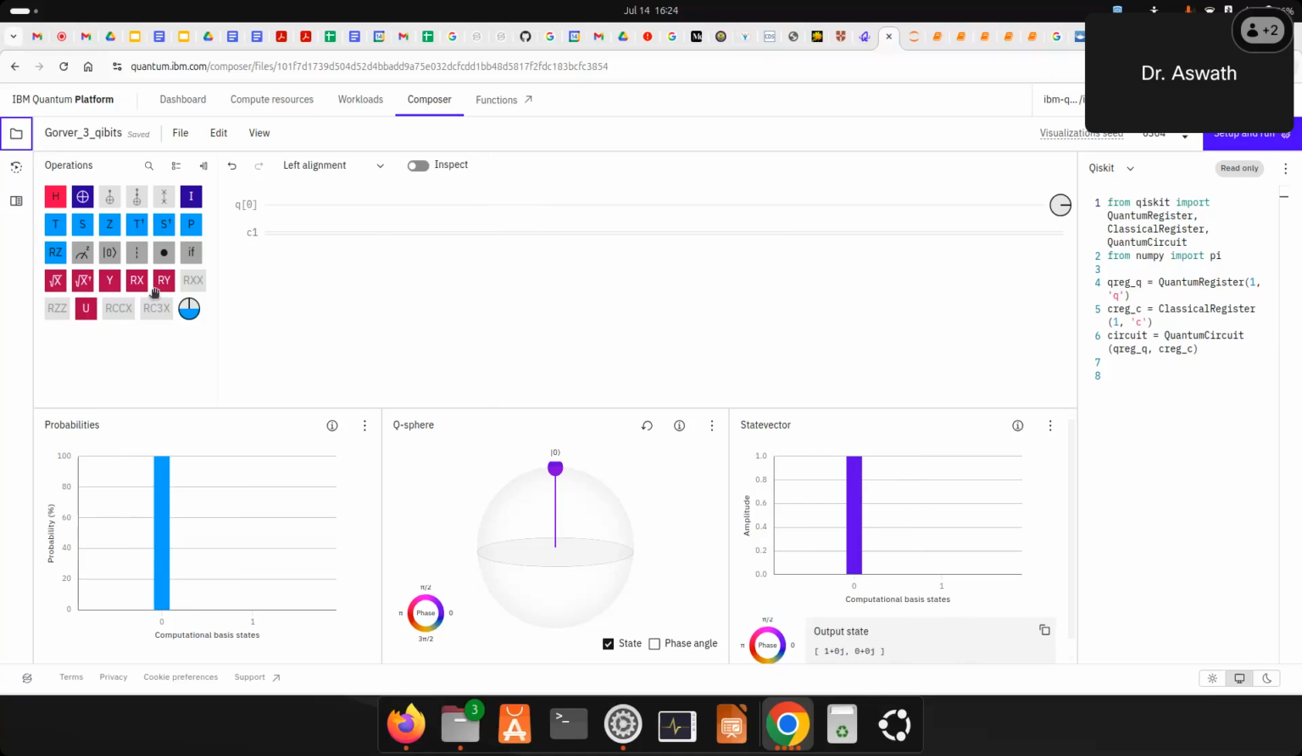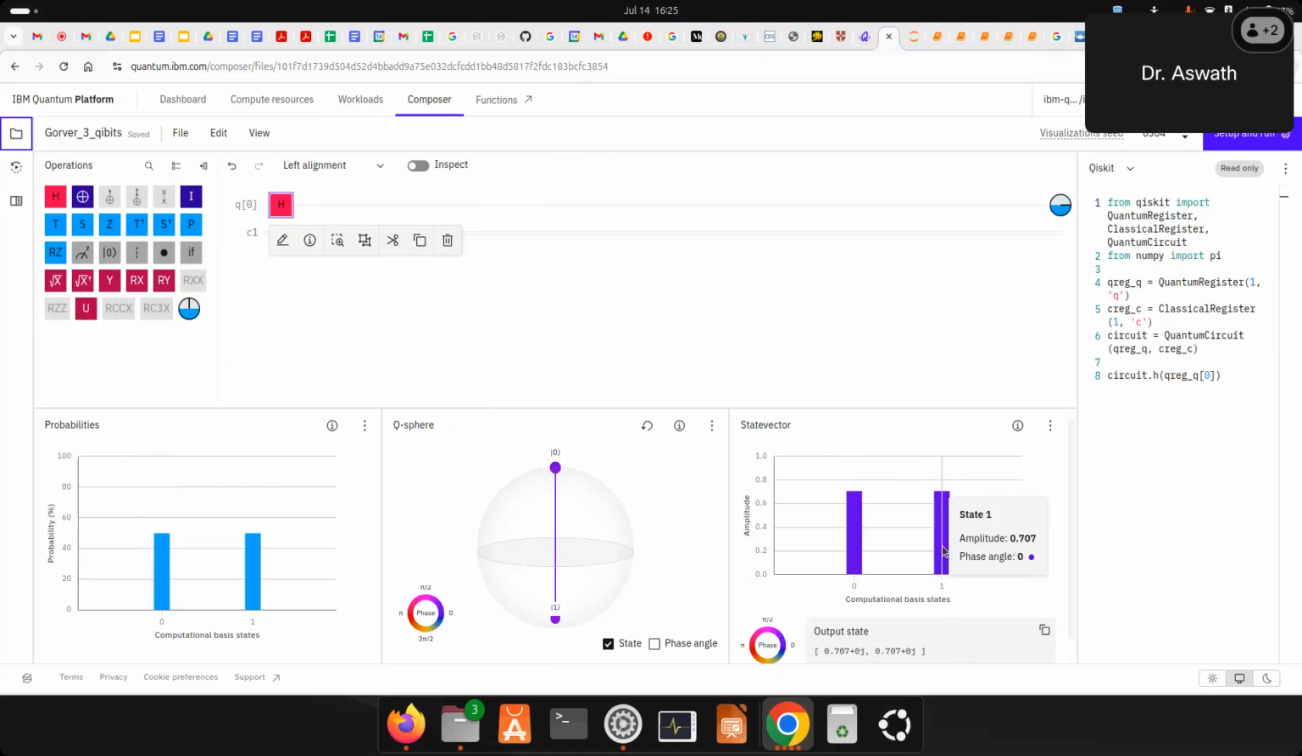Now X, Y, Z is done. I want to have a Hadamard action. So let's take a Hadamard action, put on the 0 bit. As we know, Hadamard creates a superposition. Yes, it is creating a superposition. What is the probability amplitude? 1 by square root of 2, which is 0.707, right? So what is the probability? Probability is 0.5, 50%.